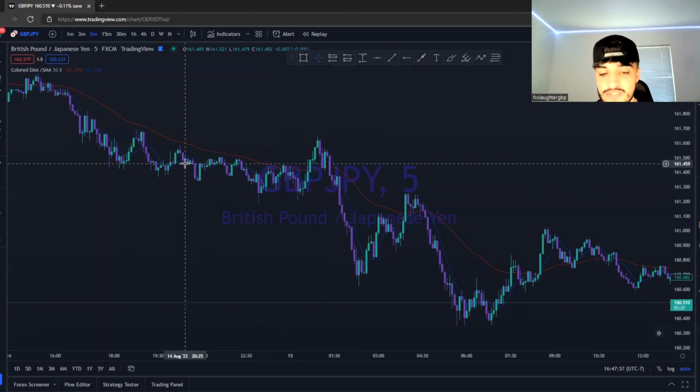As far as entries as a scalper, make sure you focus on 1 minute, 3 minute, and 5 minute. That's where my main entries are, and it's all because of price action and market structure.